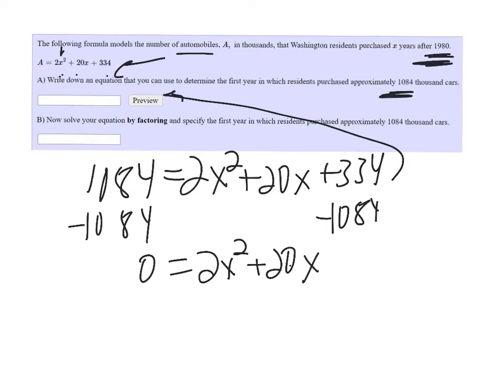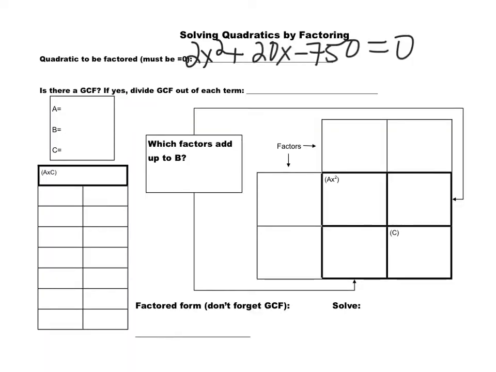So, and then let's see, it's going to be negative, and what is 1084 minus 334? So I'm seeing 750, and yes, I used a calculator. So now, I guess we're ready to start factoring this. So here's the equation that we need to try to factor. And the first thing I notice with this equation is that these are all even numbers. So I can divide these all by 2 and factor out that greatest common factor, that GCF. So divide everything by 2.